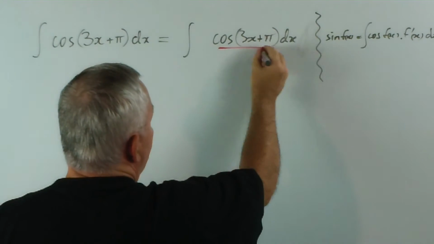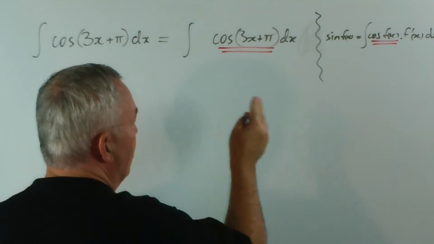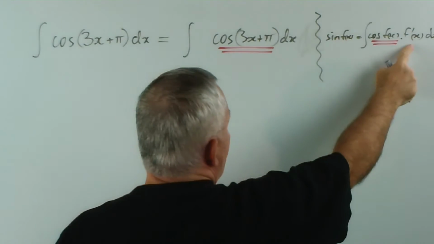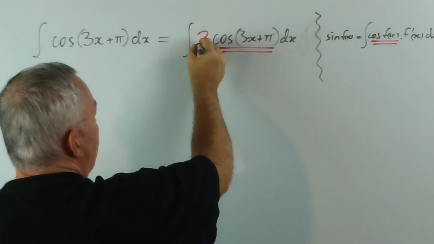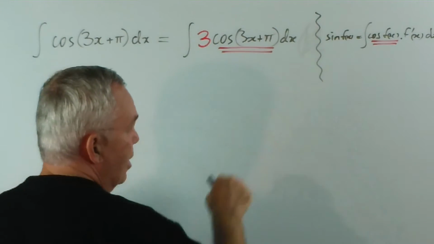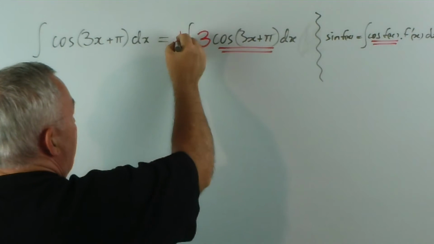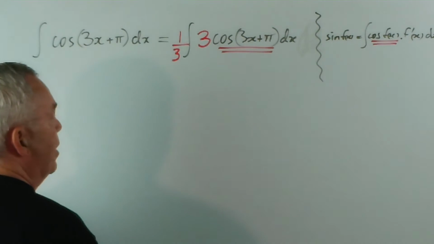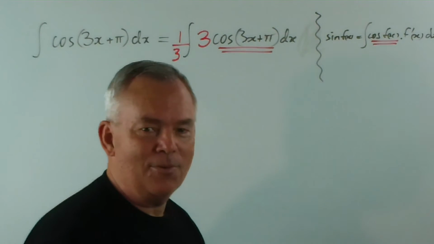There's our function, or cos of the function, and we want the derivative of the function at the front. Now the derivative of 3x plus pi is 3. That's what we want there to match that pattern exactly. If we put a 3 there, you know now that we need a third out the front, because a third of 3 is 1, and multiplying by 1 will not change the value of the function.